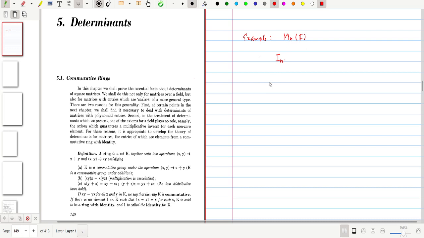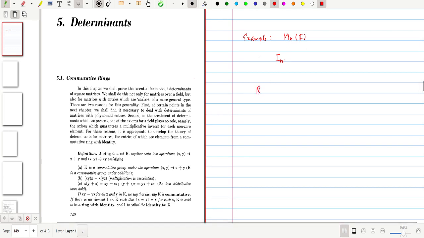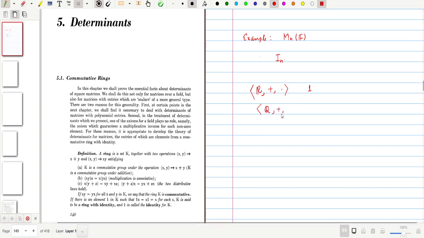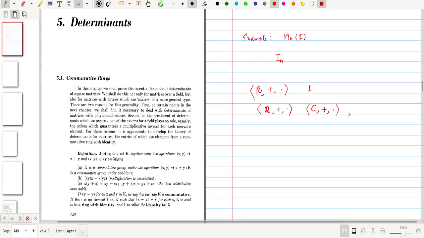M_n(F) is not commutative, but if you consider the set of all real numbers under usual addition and multiplication, this forms a commutative ring with identity. The identity here is 1, the multiplicative identity, and this forms a commutative ring with unity. Similarly, you can consider the set of all rationals under usual addition and multiplication, and C, the set of all complex numbers under addition and multiplication. These are all commutative rings with unity.